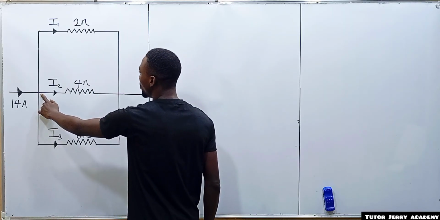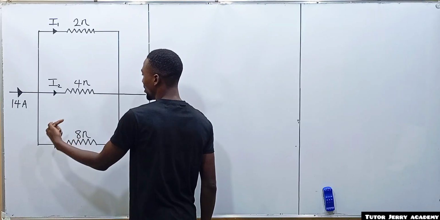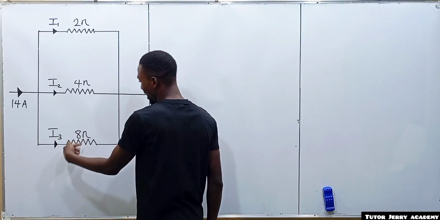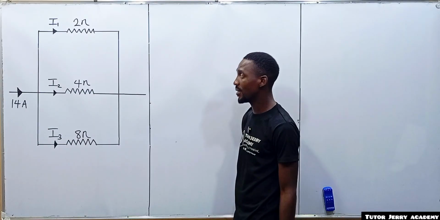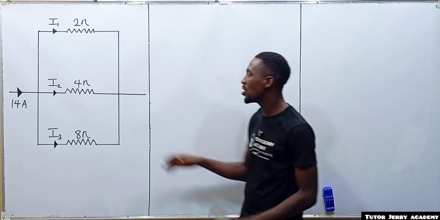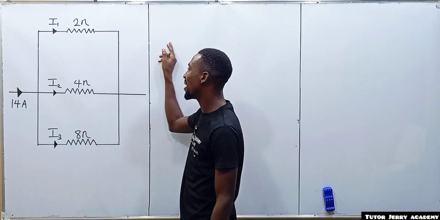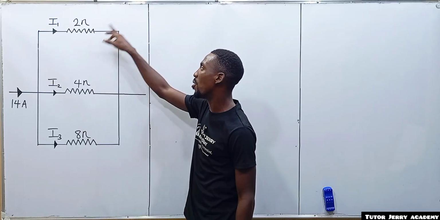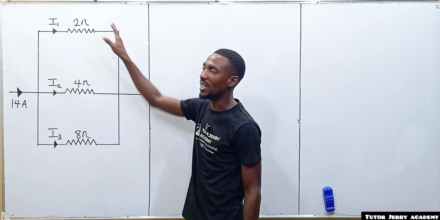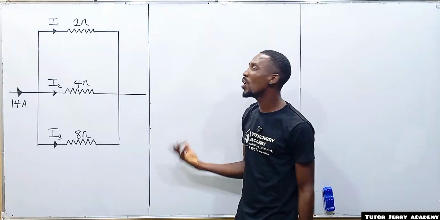So when you get to this node, it gets splitted. I1 goes to that side, I2 enters into this resistor, and I3 enters into this resistor, right? Now, how do we calculate the value of I1? Had it been it is just these 2 resistors that we are having in parallel, we would just say I1 is equals to 4 all over 4 plus 2, then multiply by 14. But now there are 3.